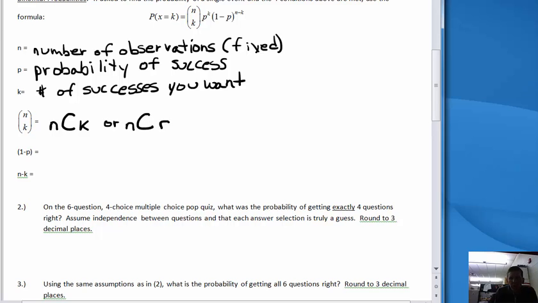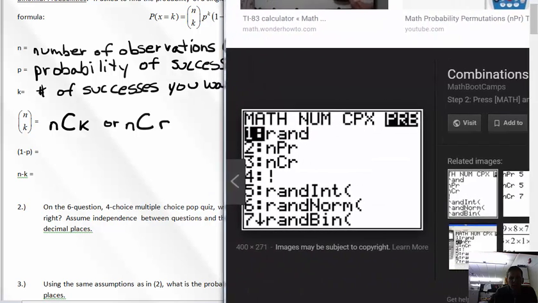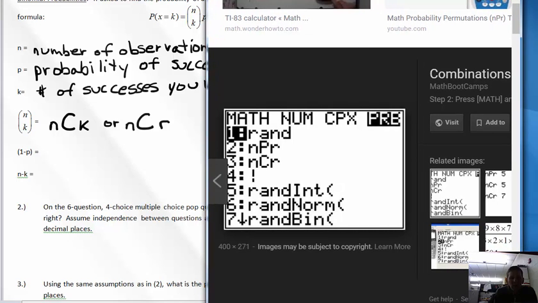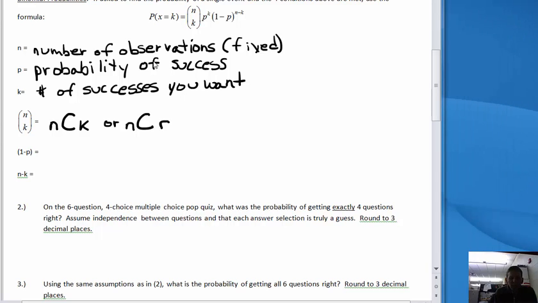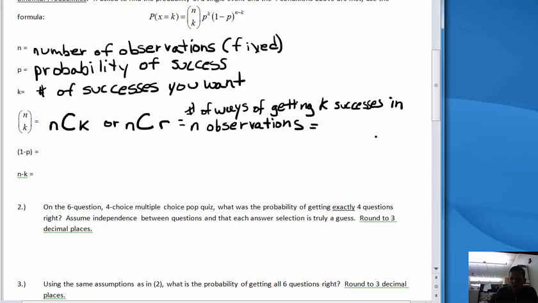You will find this value under the Math menu option on your calculator, and you'll see something that looks like this right here. If you hit the Math button, go to Probability, you'll see nCr as the third command there. That's what we're going to be utilizing. This is the number of ways of getting k successes in n observations. While you don't need to know that, there is a formula for calculating this value. It's equal to n factorial divided by, in parentheses, n minus k factorial times k factorial. We will not be utilizing this so much as just plugging it into your calculator.